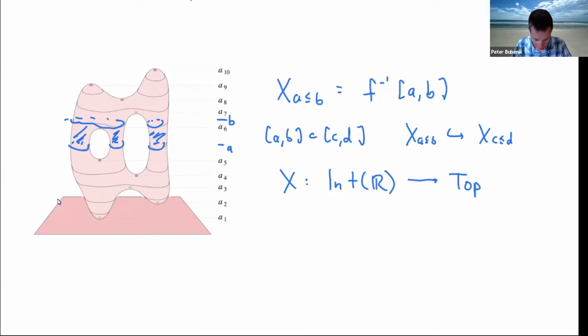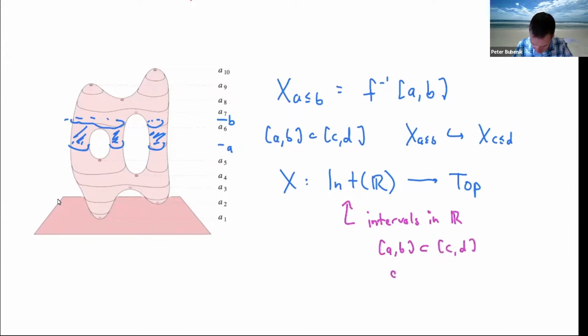So now we can vary two parameters. We have a two-parameter diagram of spaces, and to formalize that, we have a functor whose indexing category consists of the intervals in R. So in particular, let's take the closed intervals in R, and so we have objects consisting of closed intervals, and we have a partial order given by inclusions of intervals.